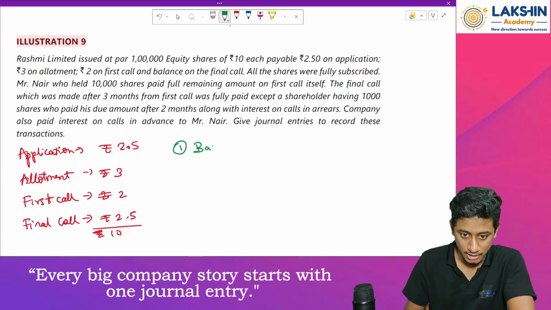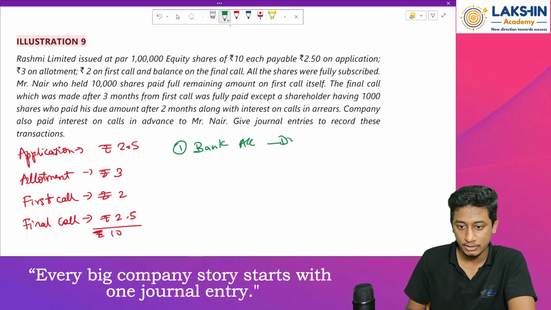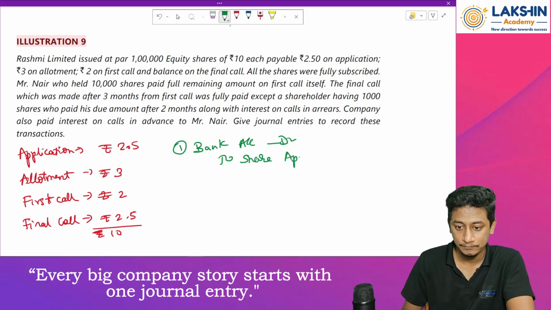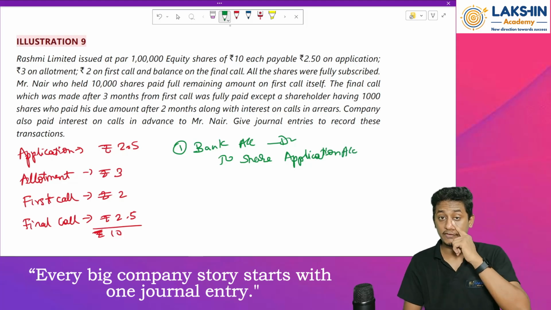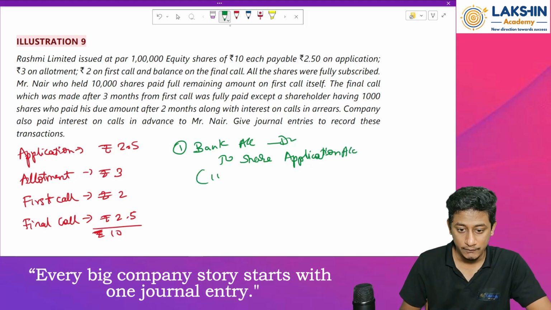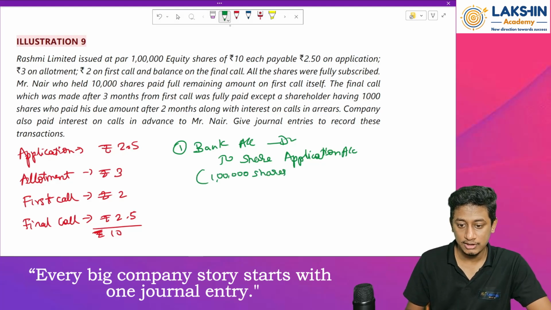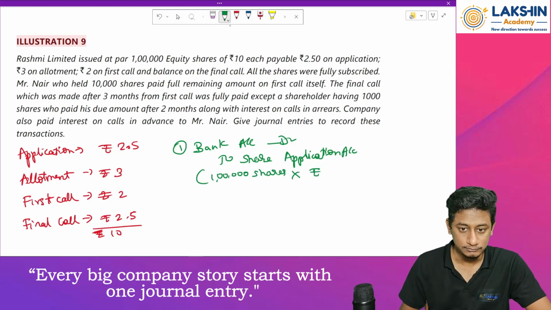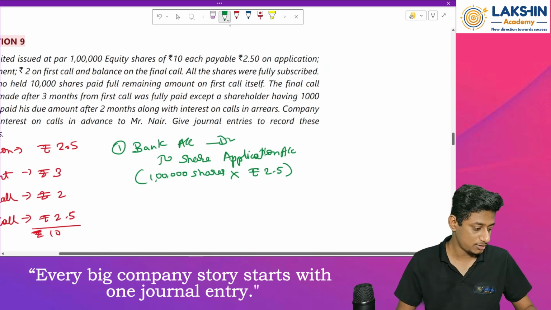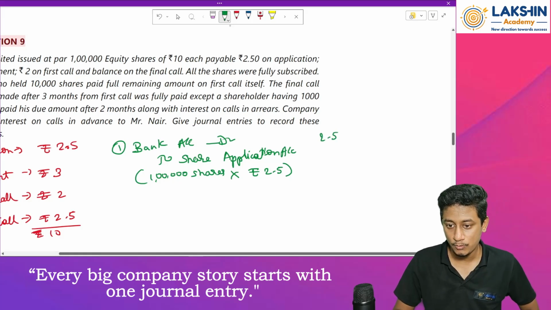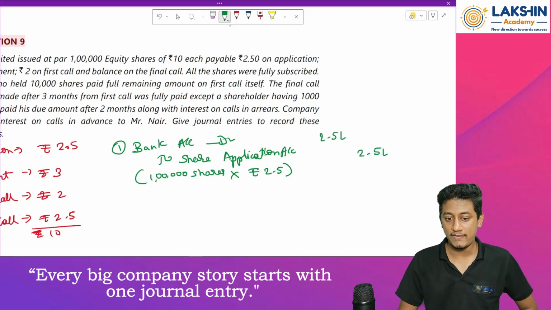First of all, bank account debited to share application account. What will be the entry? For how much? For 1 lakh shares into rupees 2.5 per share on application. That will be rupees 1 lakh into 2.5, which is 2,50,000. So 2.5 lakhs is received on application.